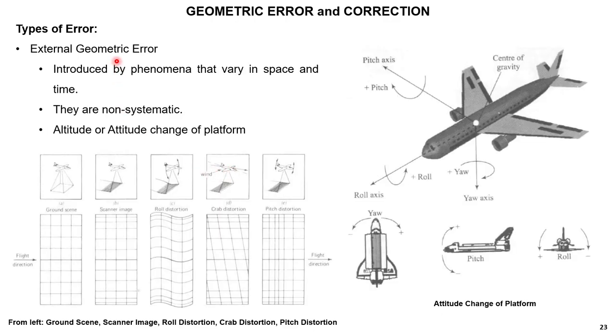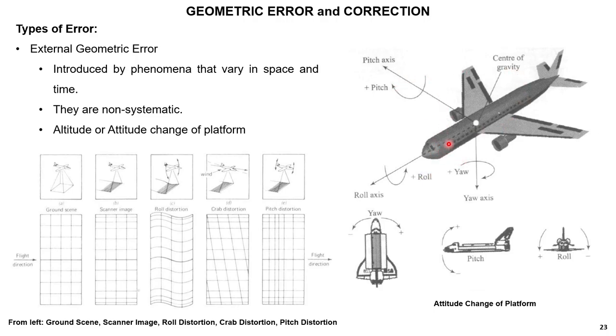And external geometric errors are non-systematic and difficult to identify, and they are generally caused by altitude or attitude change of the platform. Sometimes the altitude of the platform will increase or decrease for some reason. And attitude change is what this image describes: the attitude of the platform.